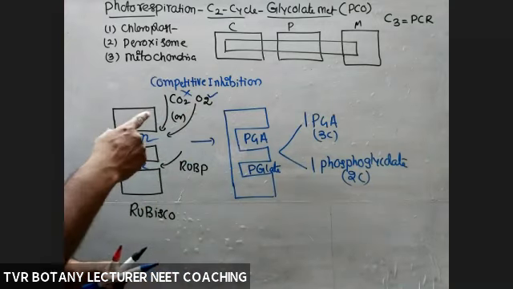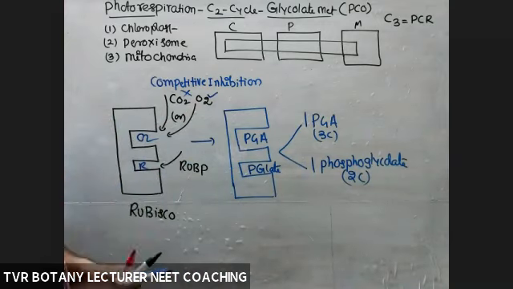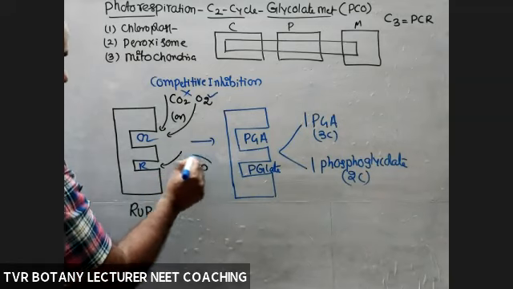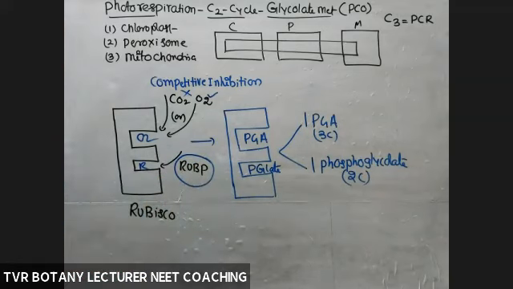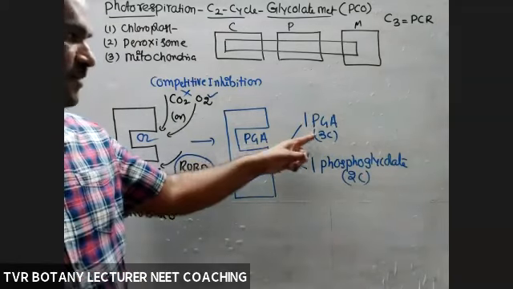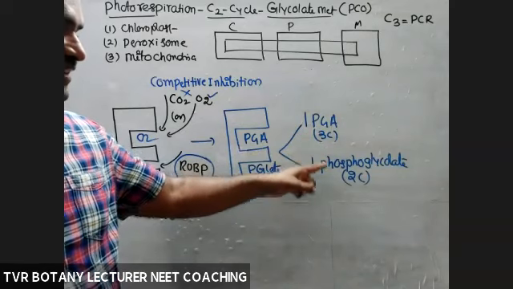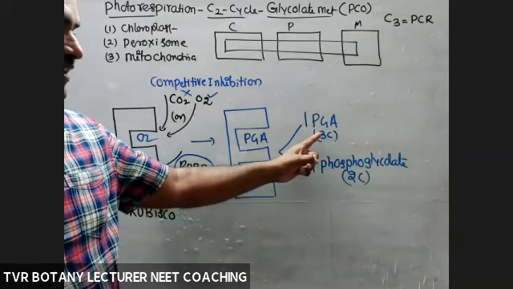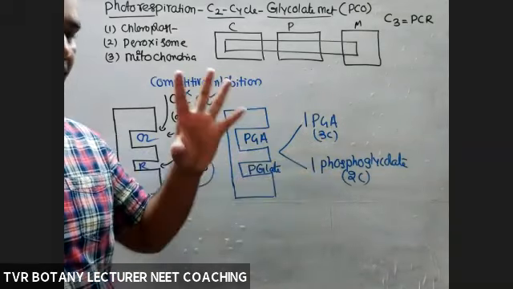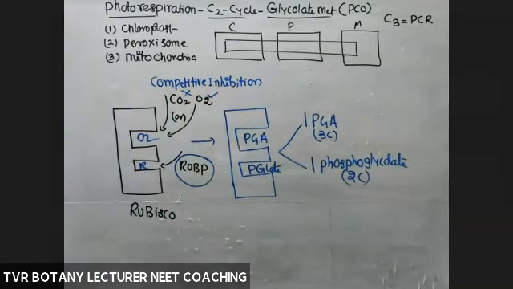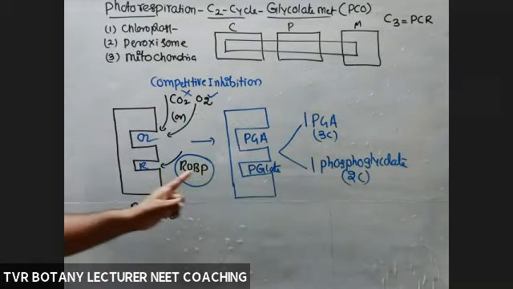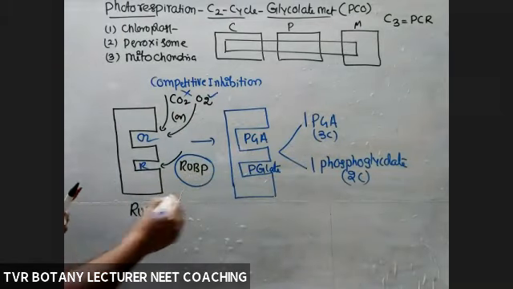Here carbon is decarboxylated. Whose carbon? That is also very, very important. The carbon of RuBP is decarboxylated. Simply, what about the number of carbon atoms here? 3C. Here, 2. Together, 3 plus 2, how many? 5 carbons. So these 5 carbons are coming from RuBP only. What about the number of carbon atoms here?